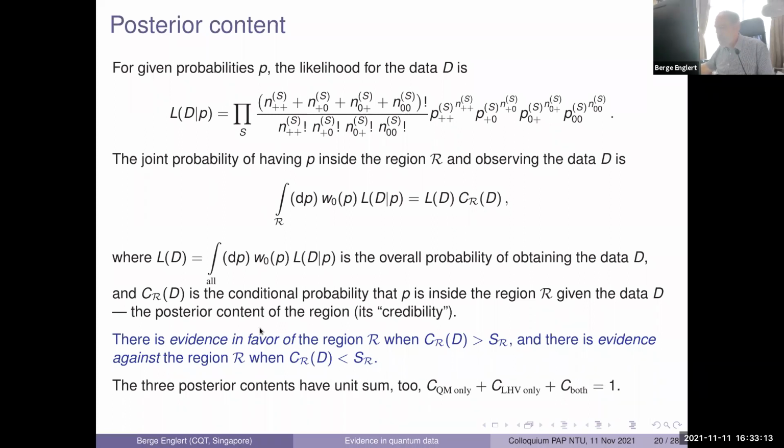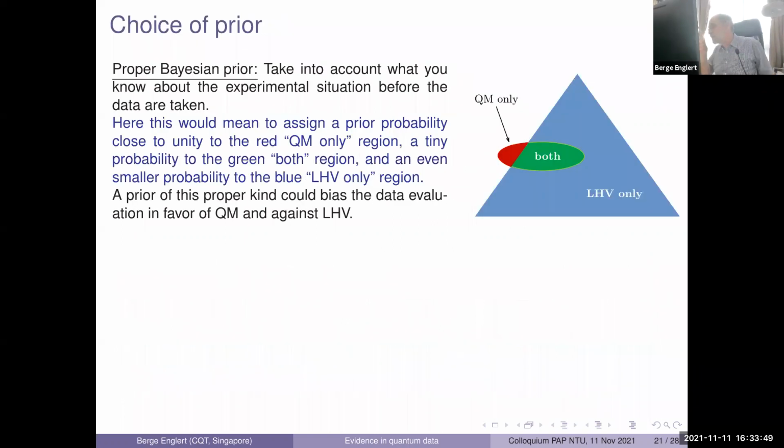And so now we go back to the concept of evidence that I explained earlier. And so we have evidence in favor of some region R when the credibility of the region given the data is larger than the size. So if the posterior probability assigned to the region, now that we know the data, is larger than the probability we assigned to that region before we had the data. And there is evidence against if the credibility is smaller than the size. And of course, the posterior contents also have unit sum, just like the prior contents have unit sum. All right.